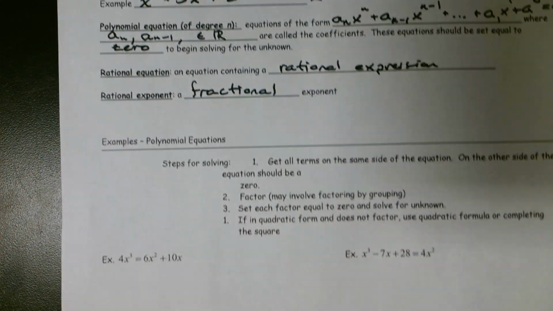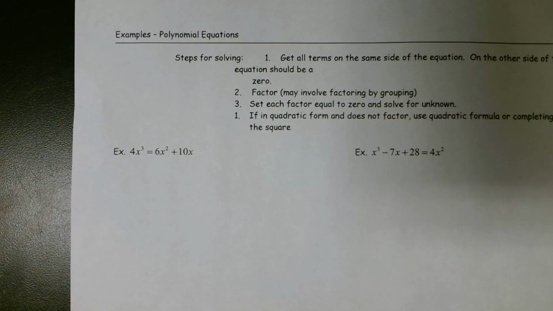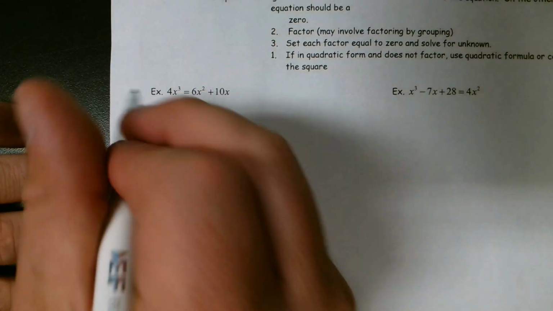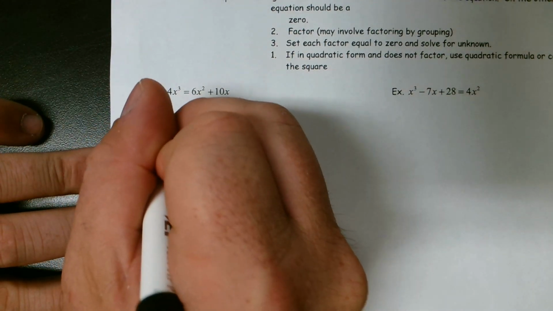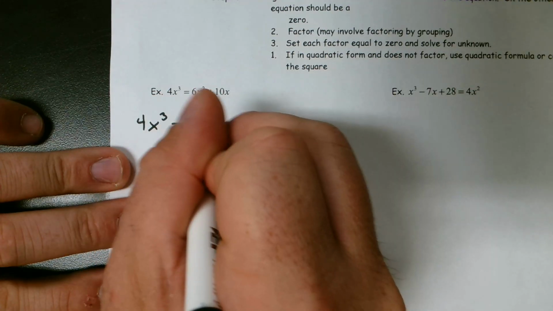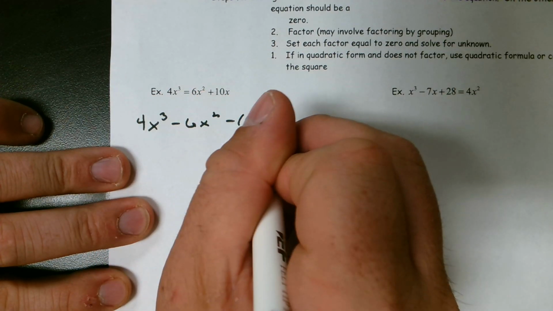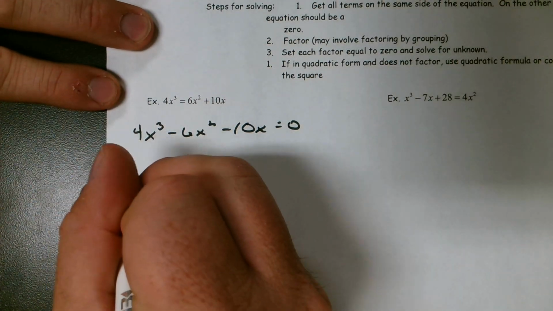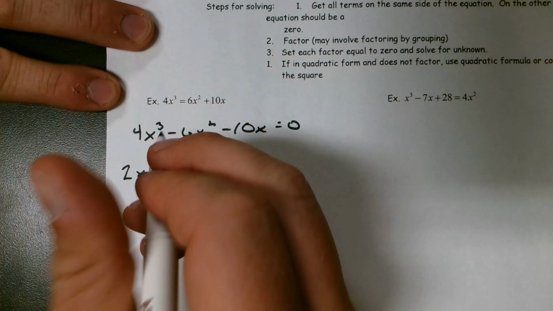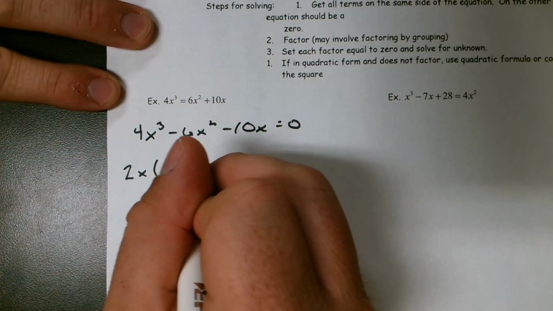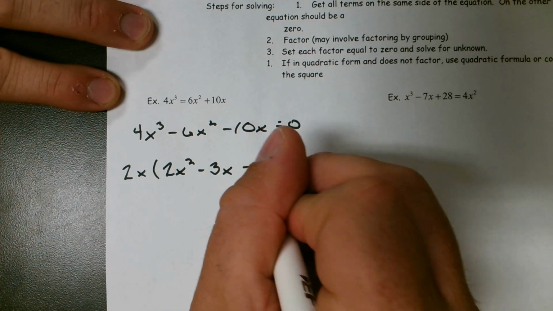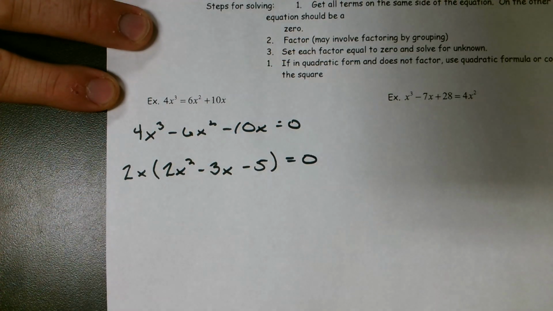Okay, so we're going to dive right into solving some polynomial equations here, and we're just going to start by solving this example on the left. So first things first, we want to make it equal to 0. So 4x cubed minus 6x squared minus 10x equals 0. We always want to check and see if we can pull out a GCF. So in this case, the GCF is 2x. So that leaves us with 2x squared minus 3x minus 5.